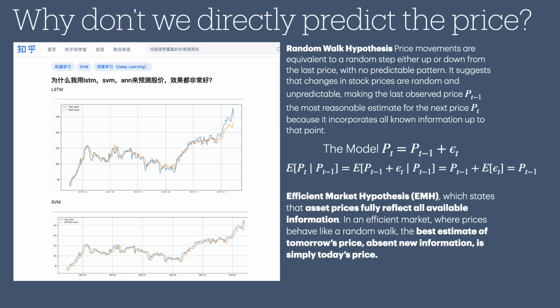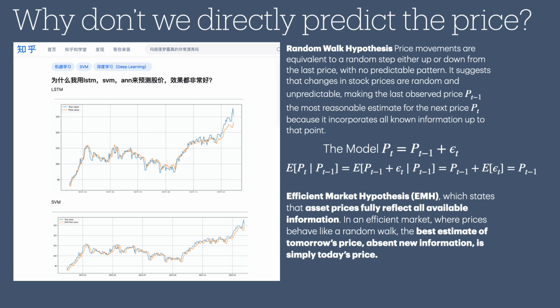Actually, we have a hypothesis in random walk. The price would move up or down from the last price, right? And it has no predictable ability from the last price, because this hypothesis suggests that the changes in stock price are random and unpredictable. Why? Because in this hypothesis, the price at t is given by this random walk equation. So we can take an expectation conditional on the last price. It results in the last price being the best estimator of the current price.